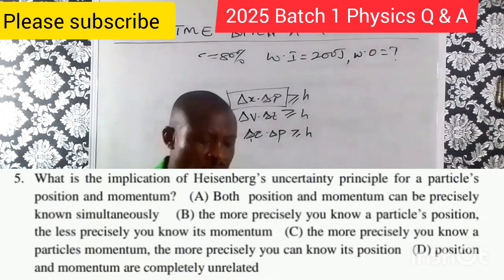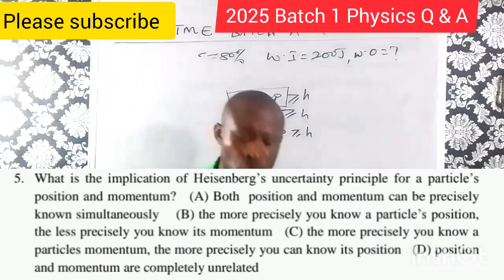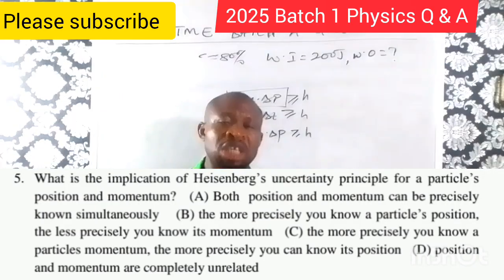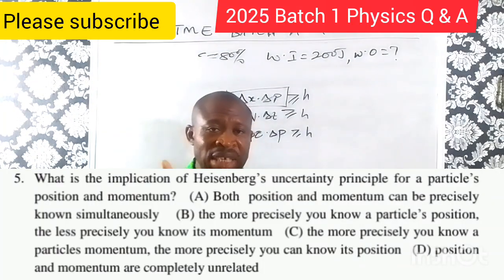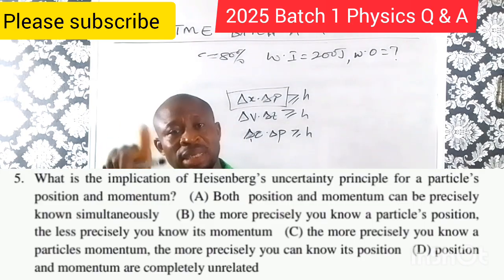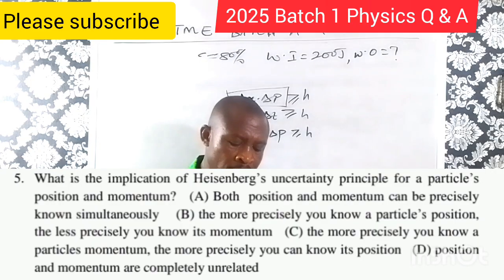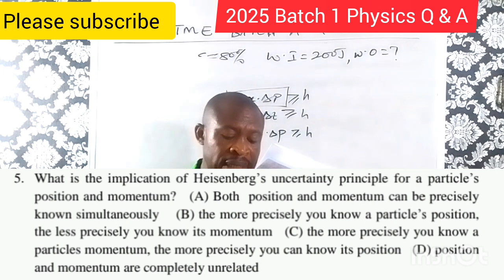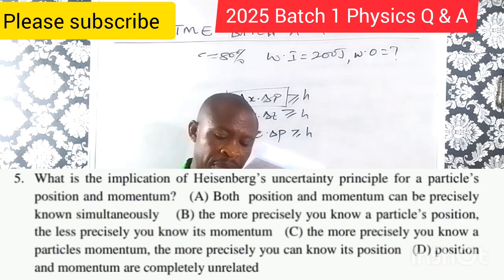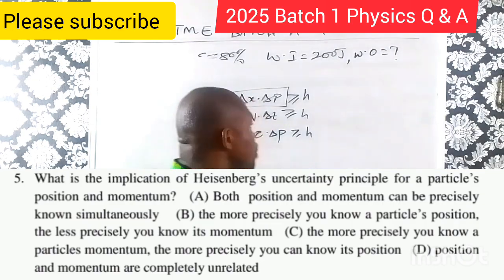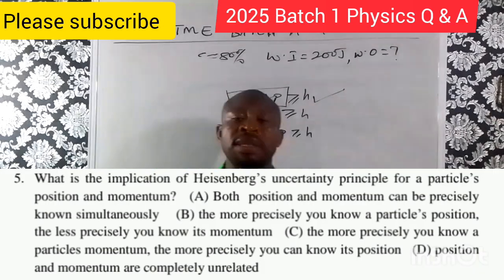Now, in this case, that question says, what is the implication? Let us run through the options. The first option says, both position and momentum can be precisely known simultaneously. No, you cannot know two of them at the same time. As you measure one correctly, there is uncertainty in the other one. That is wrong. B says, the more precisely you know a particle's position, the less precisely you can know its momentum. That is the correct thing there.